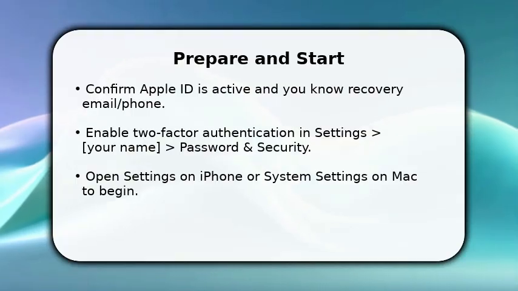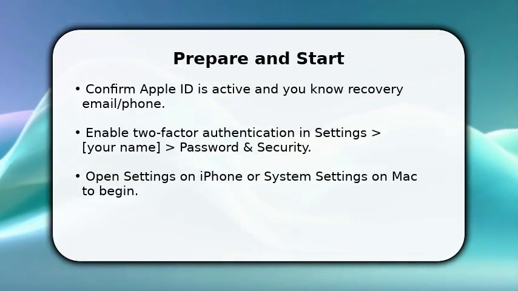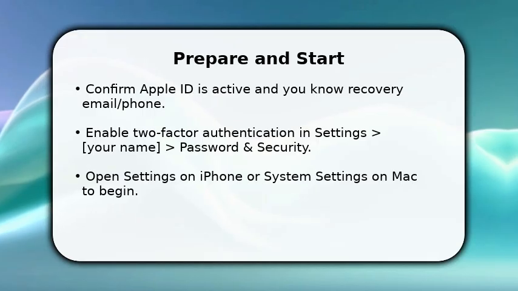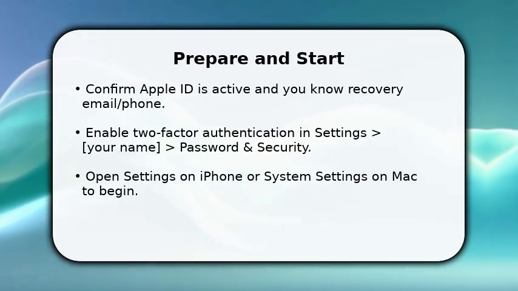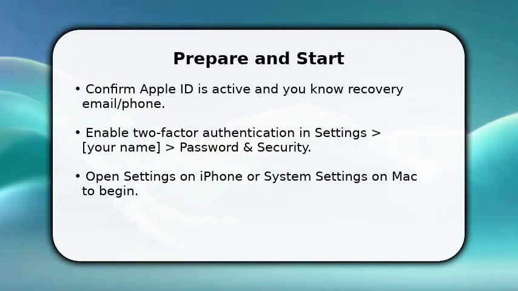You begin by confirming prerequisites. Your Apple ID is active, and you can access the recovery email or phone. Once ready, go into Settings on iPhone or System Settings on Mac and tap your name, then Password and Security. Make sure two-factor authentication is enabled.